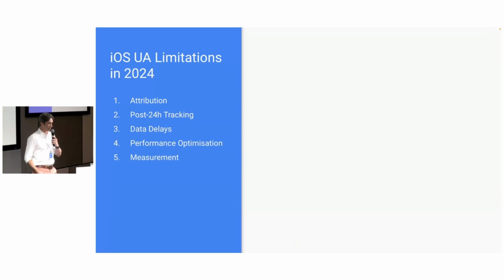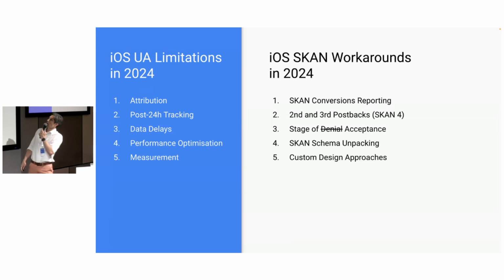Having said that, the show must go on, and we as marketers have to adapt and craft workarounds. For example, attribution can be accurate if you rely on SCAN unified dashboards for all iOS sources. Limited tracking is partially solved by second and third postbacks in SCAN 4. Another challenge is to set the values right, but this is something doable. Data delays is something you just have to accept here. There are no other options.